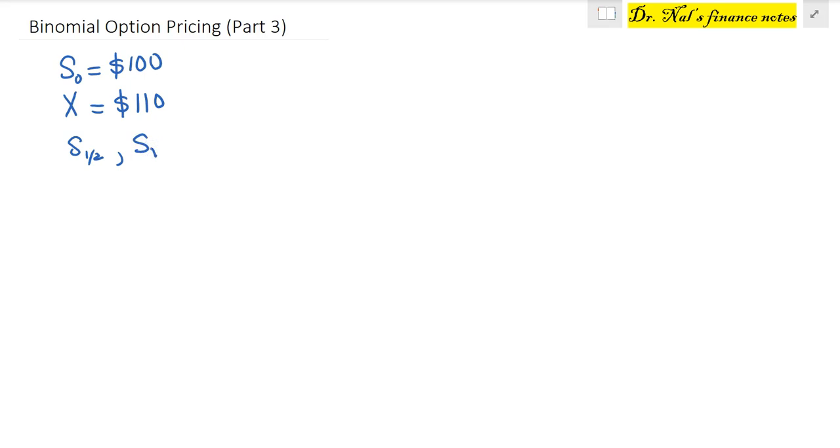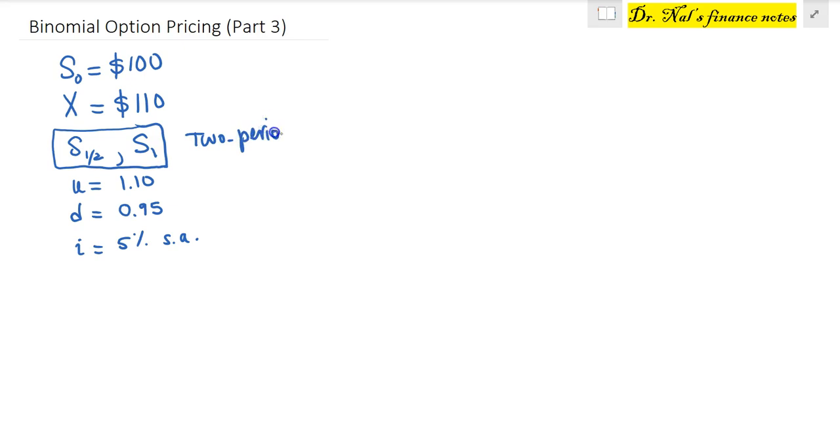In order to calculate these, I need the up factor and the down factor. Let's assume that the up factor is 1.10 and the down factor is 0.95. And lastly, let's also assume that the interest rate is 5% semi-annually. And again, let me remind you that this is a two-period model.